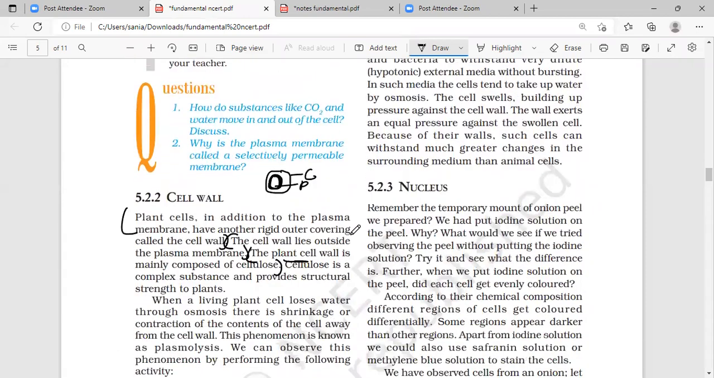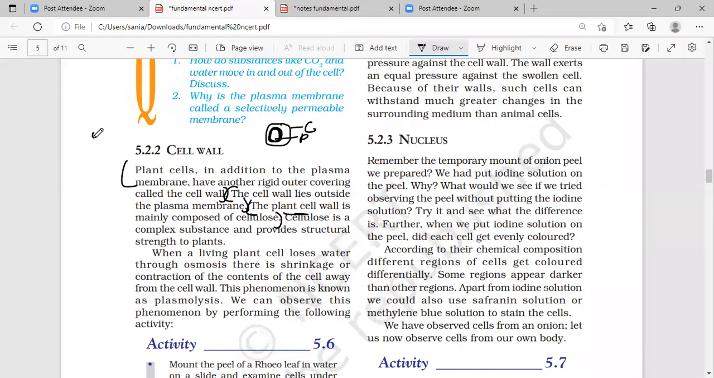Clear? So now, whatever is written here, we have already discussed everything. First of all, you will write cell wall. First, you will write: plant cell, in addition to the plasma membrane, has another rigid outer covering called the cell wall. And then the second point: the cell wall lies outside the plasma membrane. Till here, just write it down, 2 points, and then we'll be writing other points from the notes. Clear? I hope you are getting whatever I'm teaching. And also my voice is clear, right? Yes, ma'am. Quickly write it down, cell wall and 2 points.